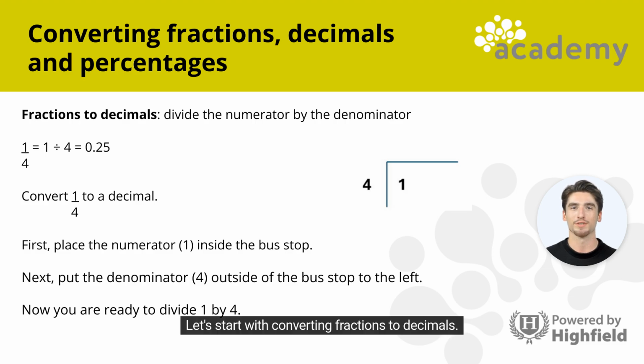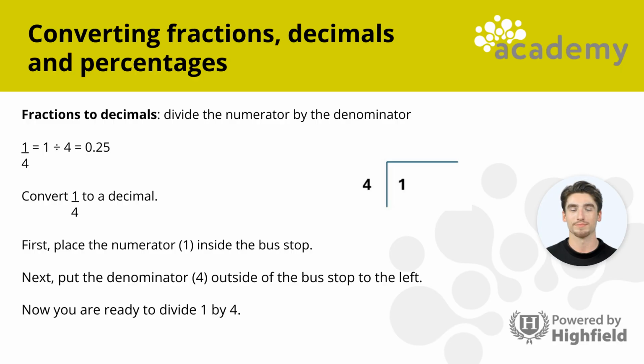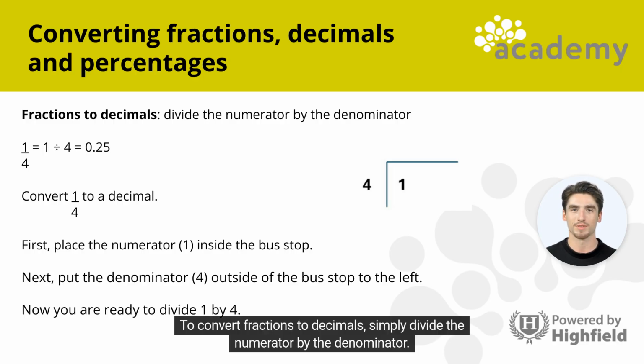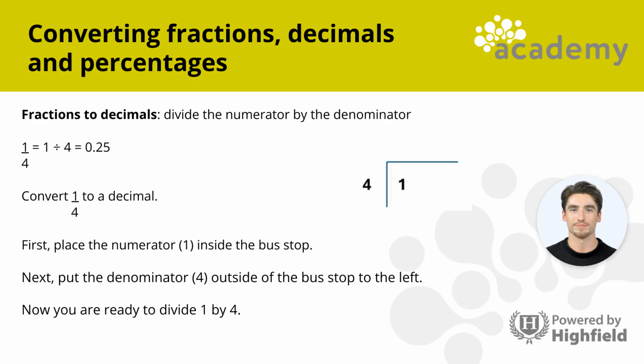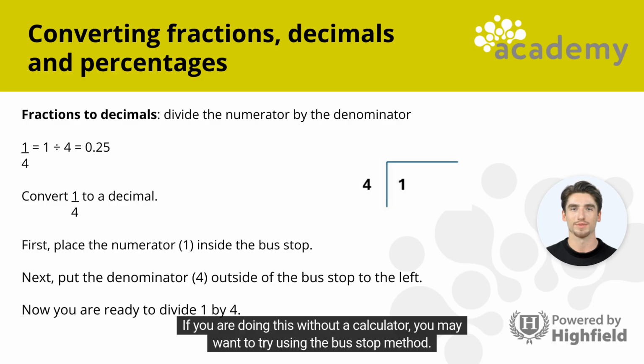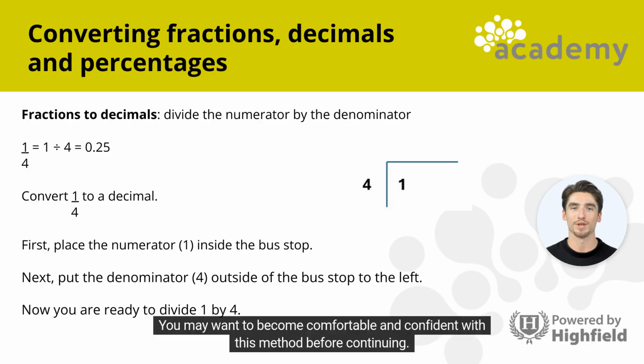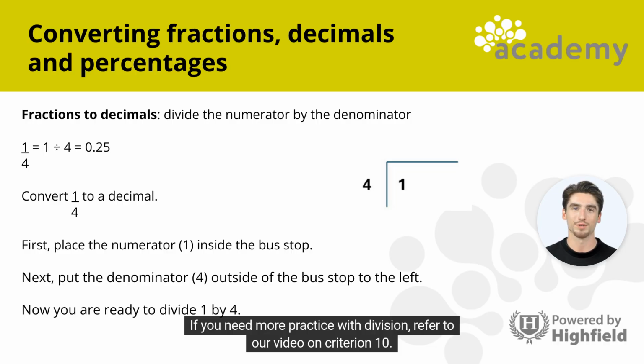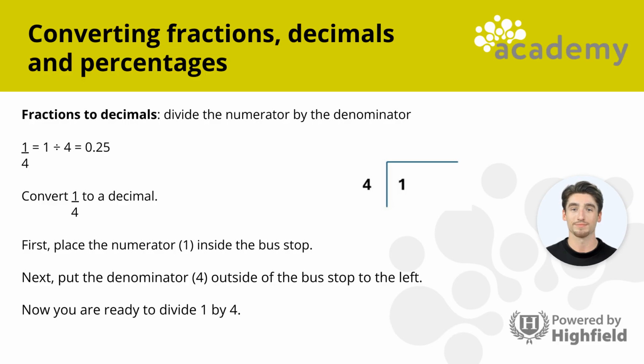Let's start with converting fractions to decimals. To convert fractions to decimals, simply divide the numerator by the denominator. If you are doing this without a calculator, you may want to try using the bus stop method. You may want to become comfortable and confident with this method before continuing. If you need more practice with division, refer to our video on Criterion 10.